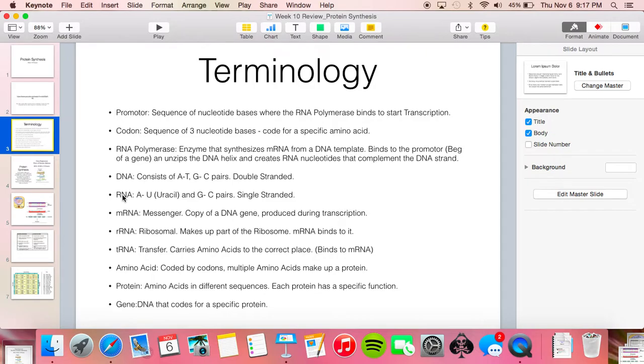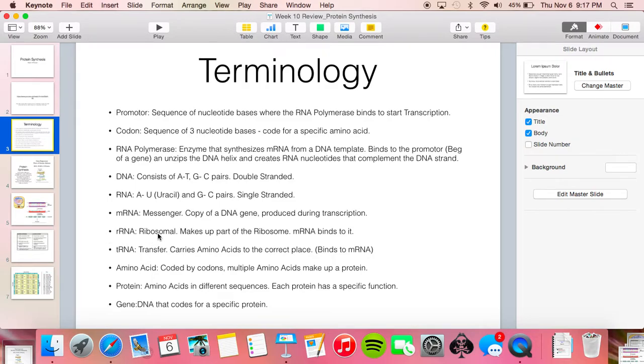Okay, so then we talked about how you have RNA. So you have 3 different types of RNA in this process. The first one is mRNA, and that stands for messenger RNA. So basically, that's a copy of a DNA gene, and it's produced during transcription. So again, I'll show you with the pictures, but understand that that's what that is.